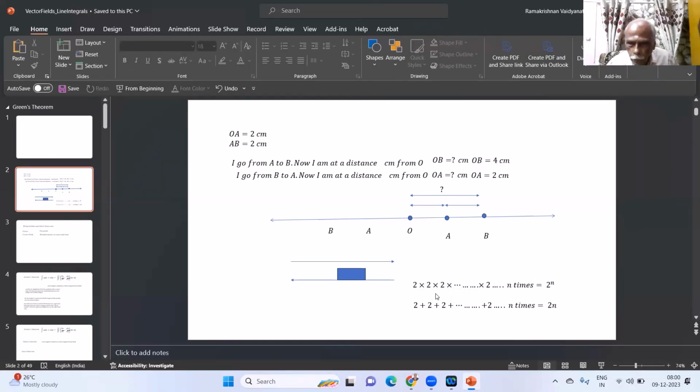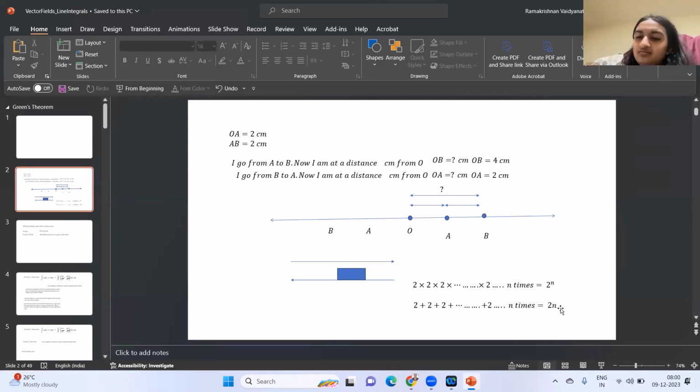2 into 2 into 2 is 2 power 3. 2 into 2 into 2 into 2, 4 times. So if it is n times, it is 2 power n. If addition is n times, it means 2 into n. So addition is converted into multiplication, and multiplication n times is converted into power. Clear?